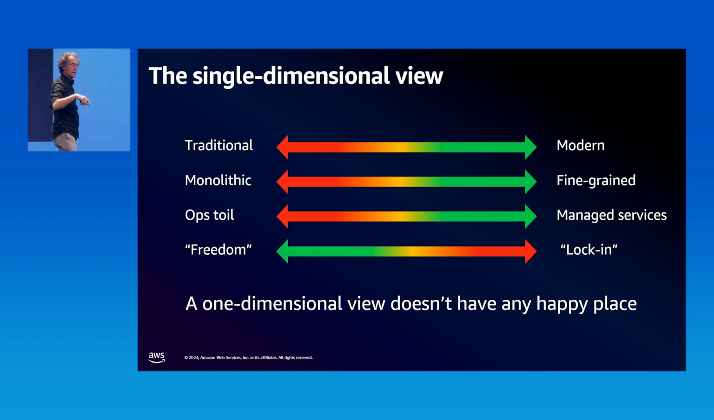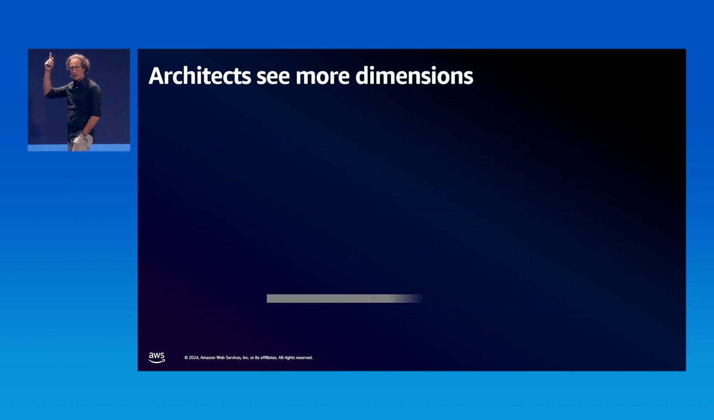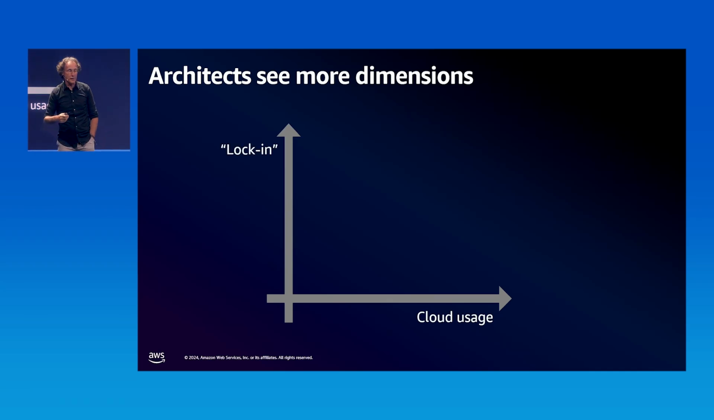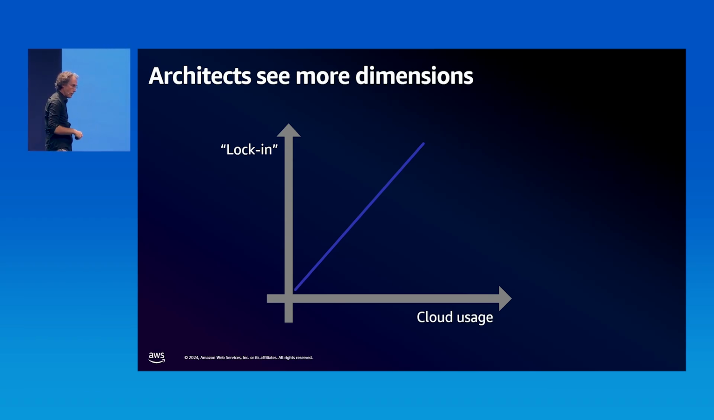So the exercise here is not to find out where on this spectrum you should be. The exercise is to realize that this is not a one-dimensional spectrum. We can break this down into two independent dimensions. How much are you using the services? How modern is your cloud application versus how much is this lock-in thing? And so your fifth grade geometry tells you that the previous picture maps to a straight line, right? This is exactly what the previous slide showed.